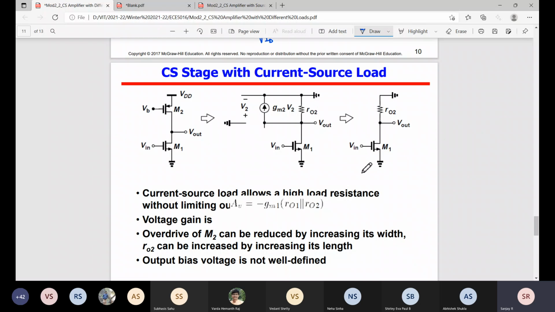So what will the gain be now? Okay, here R naught 2, here R naught 1. So you can see looking from here R naught 2, looking from here.